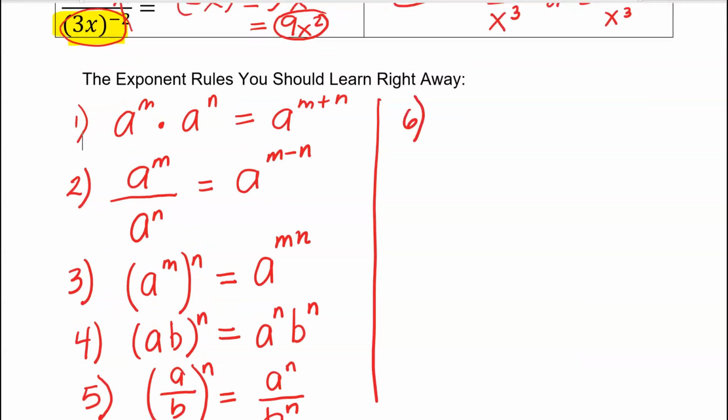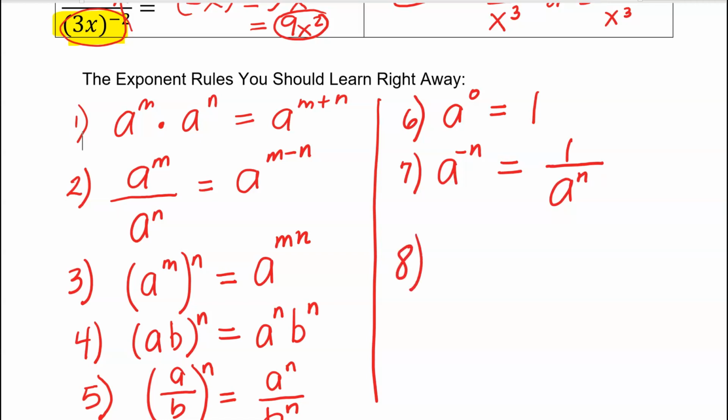What about a to the 0? What does a to the 0 power equal? If you said 1, you are on track. What about a to the negative n? What would you say a to the negative n is equivalent to? If you said 1 over a to the positive nth power, you are correct.